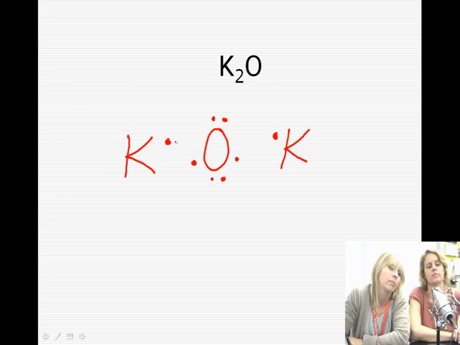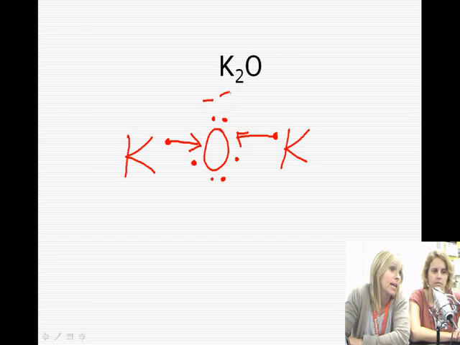So now potassium has that 1. Oxygen is going to gain those 2, so now it is full with 8. With all 8, that makes it stable. So now we've got 2 electrons that oxygen is gaining, so it has a -2 charge because it has 2 extra negatives, 2 extra electrons.